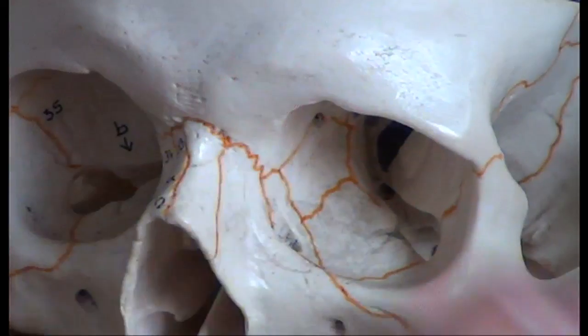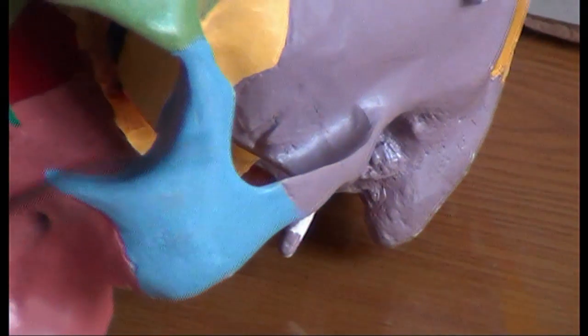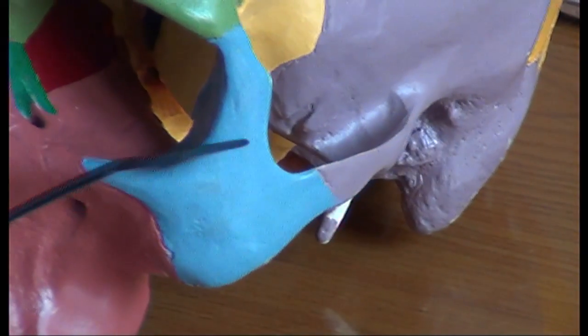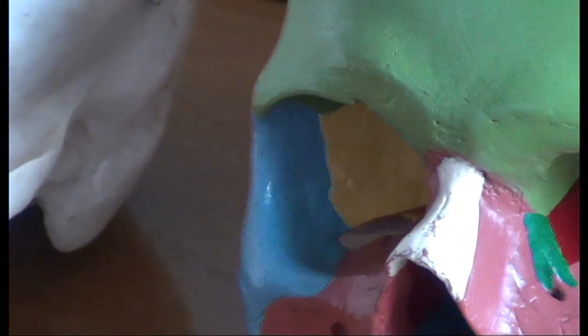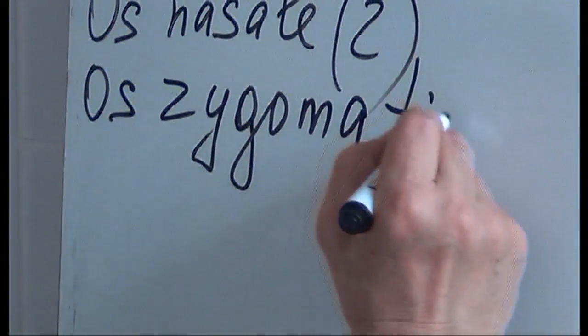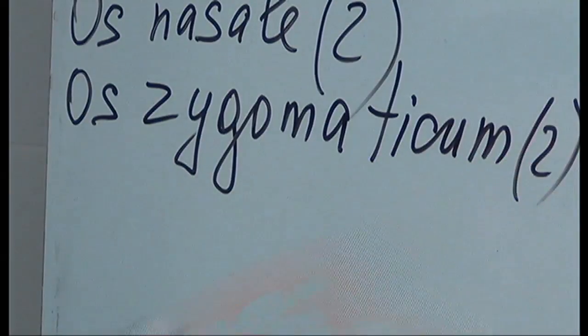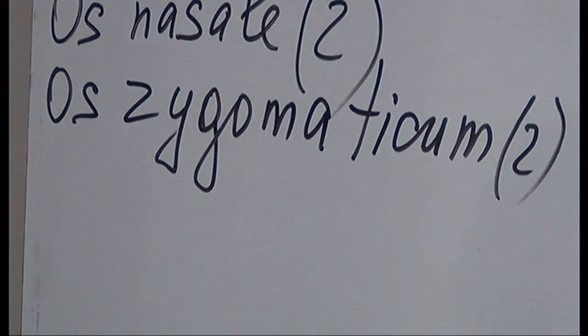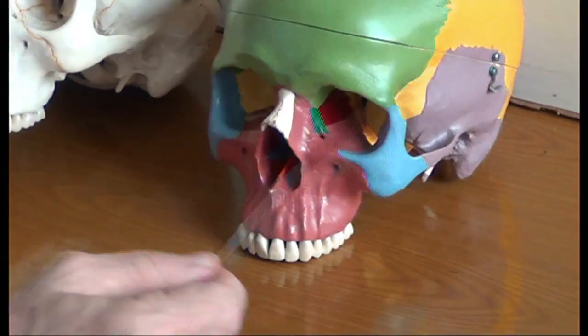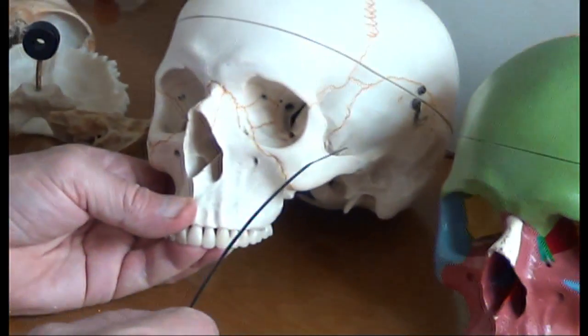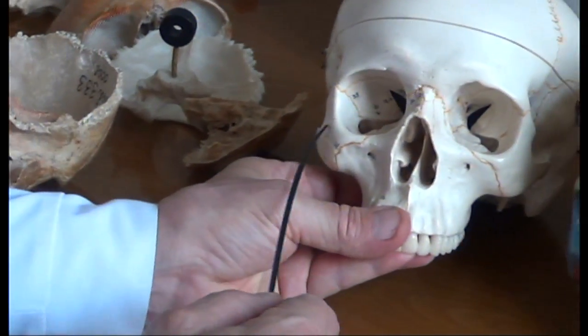Then this one of blue color, zygomatic bone. Os zygomaticum. Also paired. Here it is. Left zygomatic bone, right zygomatic bone.